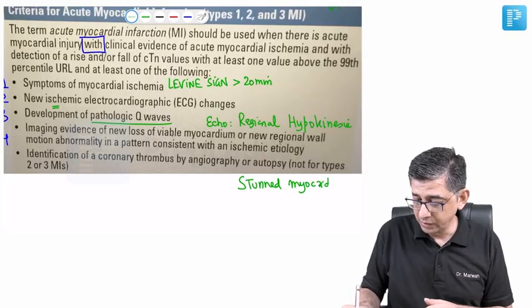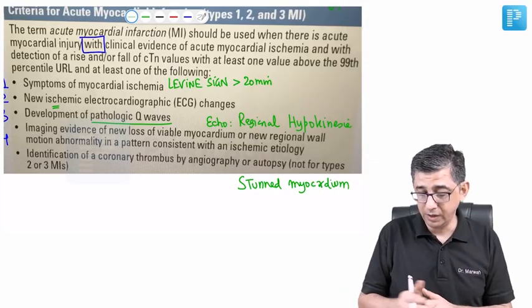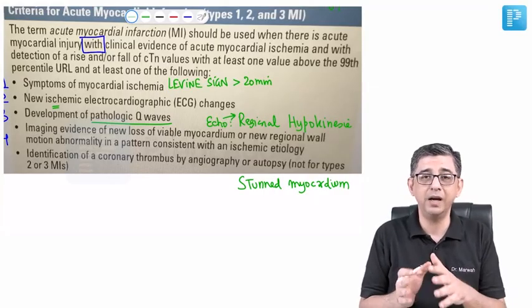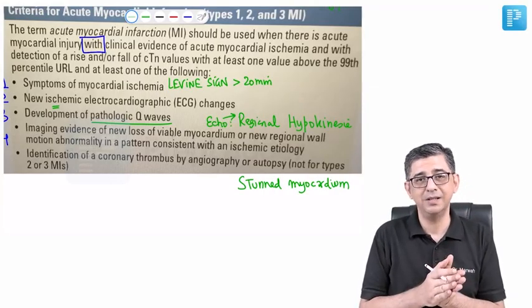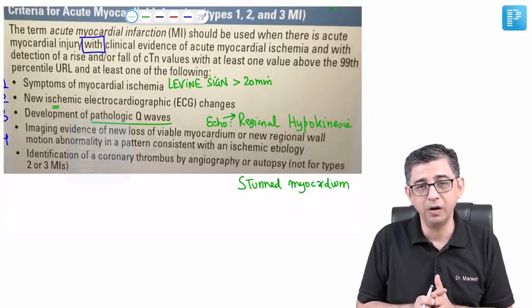So lots of time in MI, these terminologies like stunned myocardium will be used, and echocardiography will definitely tell you the fact that there are problems with the mechanical function, because there is less supply of oxygen, primarily due to a thrombus in any one of the coronary arteries.